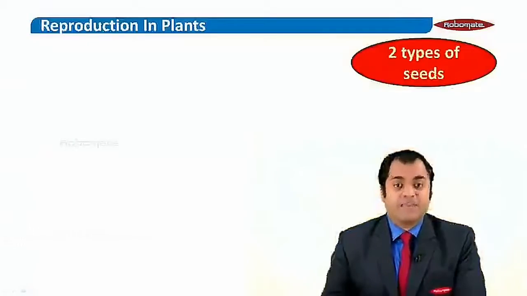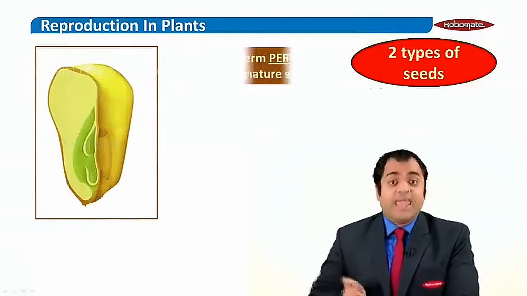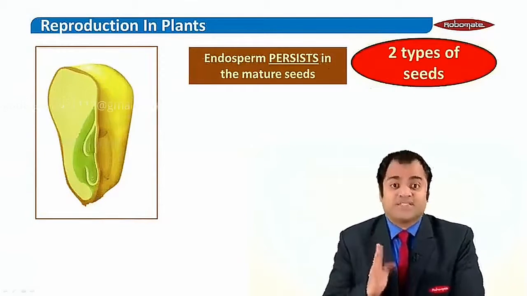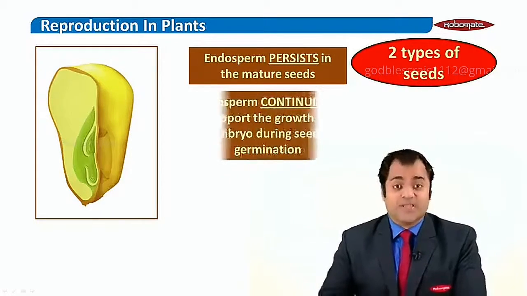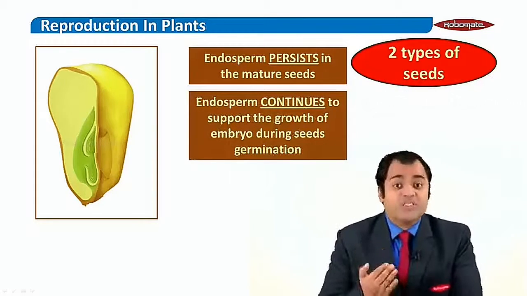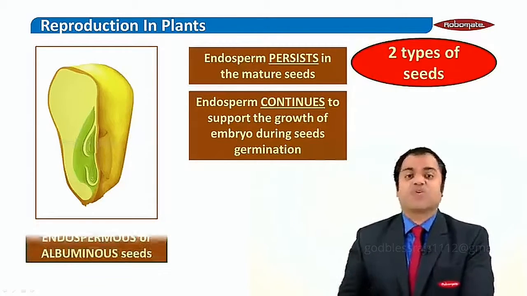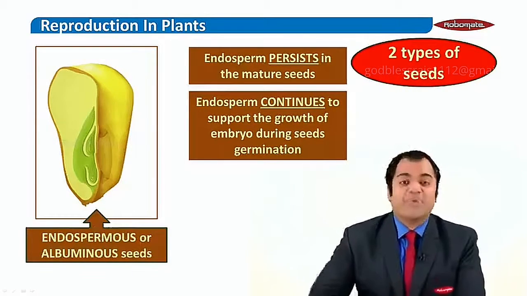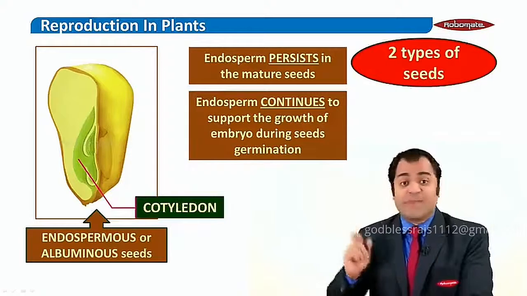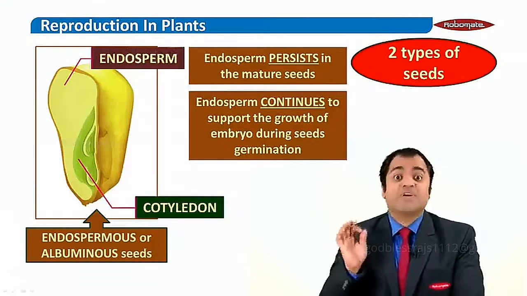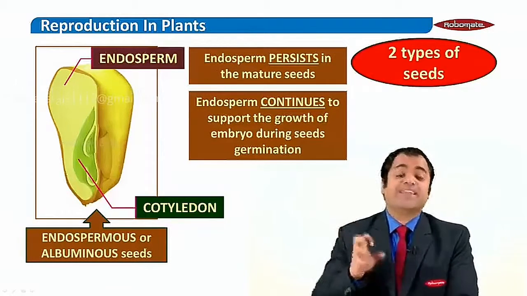Then the other type of seed based on presence of endosperm is what you see here. Here you should know that endosperm persists and remains in the mature seeds. It doesn't disappear, it does not get consumed. And the endosperm then continues to support the growth of the embryo during seed germination. And such a seed is also called endospermous or albuminous seed. Remember, in such seeds, the cotyledon is highly reduced, as you can see in the picture here, because the endosperm is persisting throughout the seed life. And it's the endosperm which is providing the nourishment.